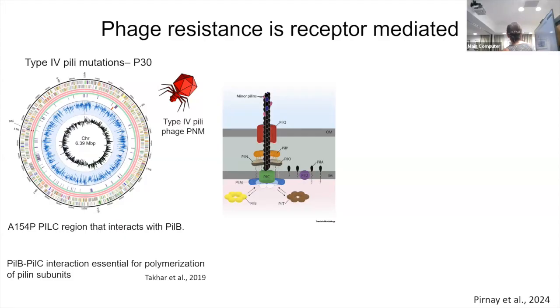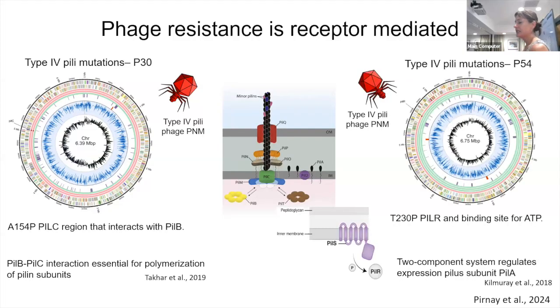This one uses the type 4 pili. It's called PNM. When we see a resistor, you see a mutation in PilC, part of the type 4 pilus. When we use this phage, PNM, on another patient, again we see a mutation, but this time in PilR, which is a two-component system, also required for the regulation of the type 4 pilus.